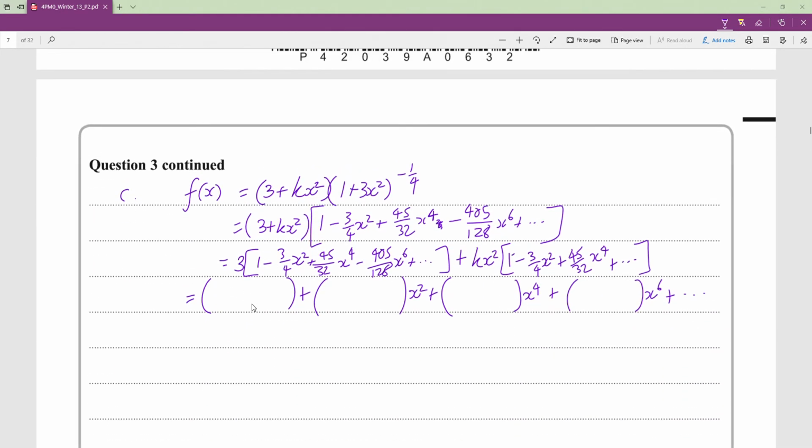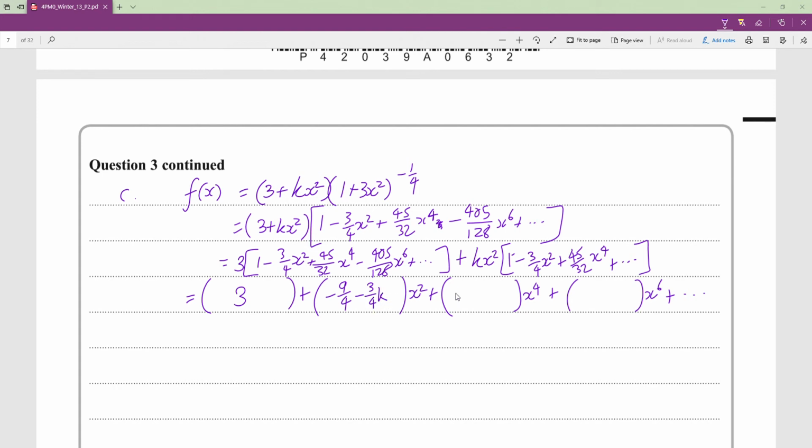So, what do we do for this constant term? It would be the constant times a constant is the only multiplication that will give us a constant term. So this constant term, 3 times 1, will just be 3. And because this kx squared times the lowest powered term here will still give us an x squared, right? Then we look at the x squared. 3 times minus 3 over 4 x squared will give us minus 9 over 4. And then on this side, k times minus 3 over 4 x squared would give us minus 3 over 4k.